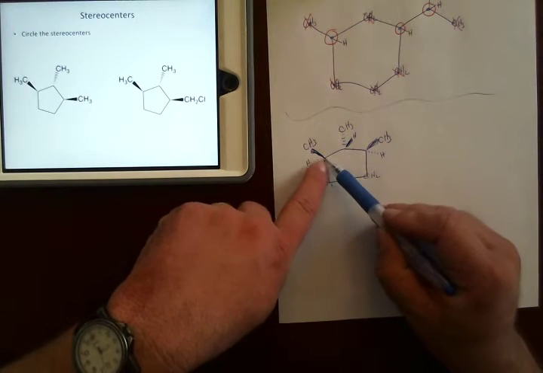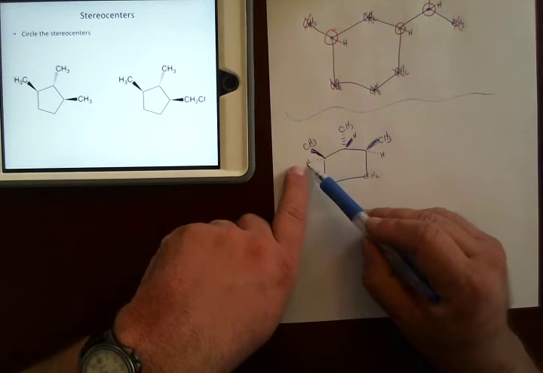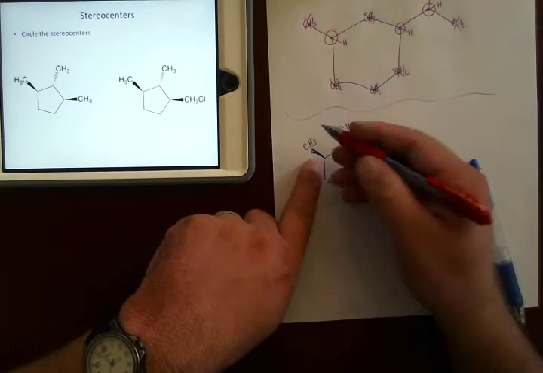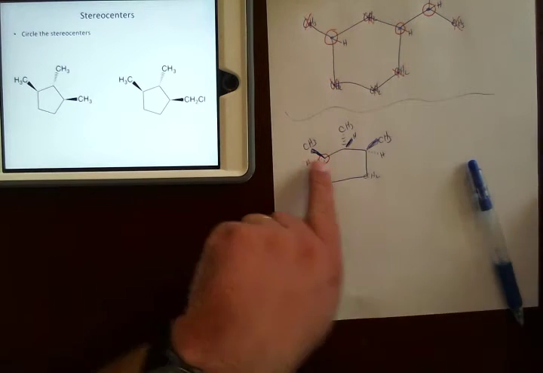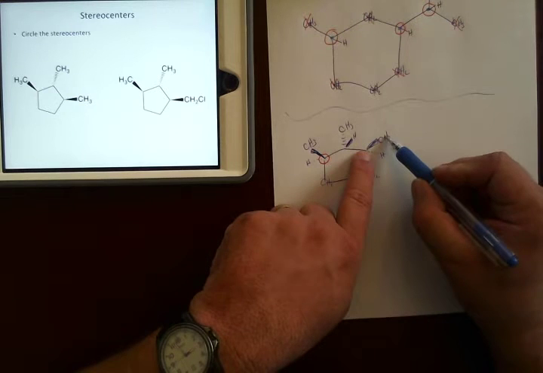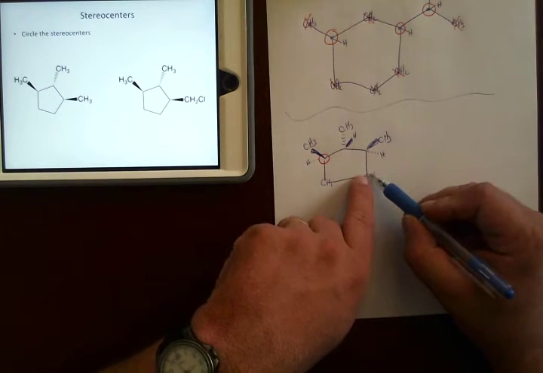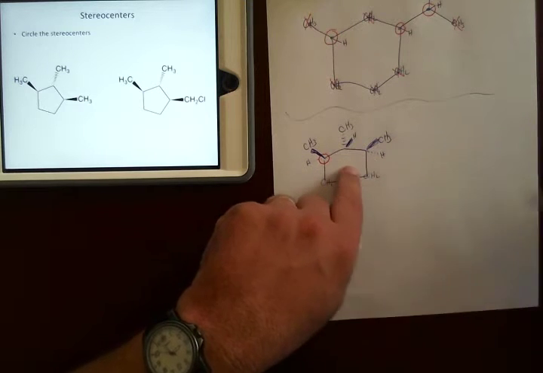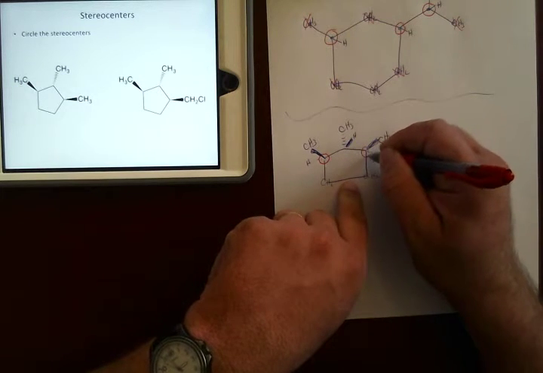So we have a CH2, a CH3, a hydrogen, and a CH. Well, those are four different things, so we're going to say that's a chiral center. Okay, what about on this side? So you have a CH3, and it looks a lot like this side. So CH3, an H, a CH2, and a CH. So there's a CH group here. Well, those four are different, so that's a chiral center.